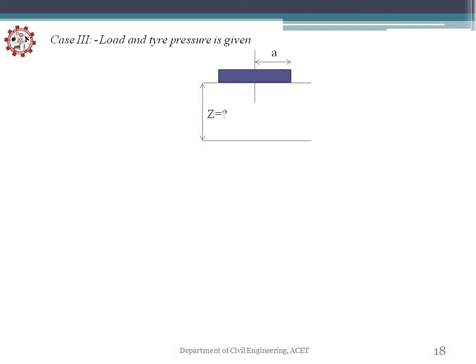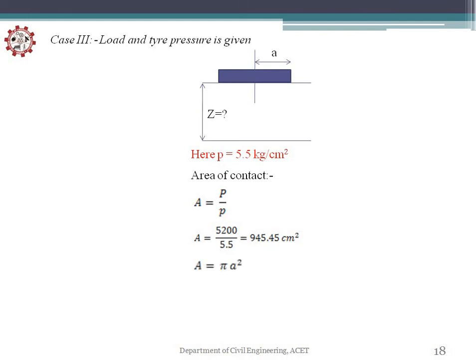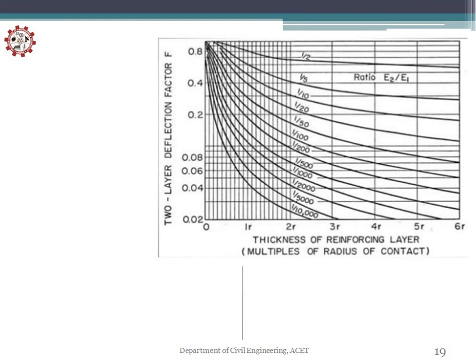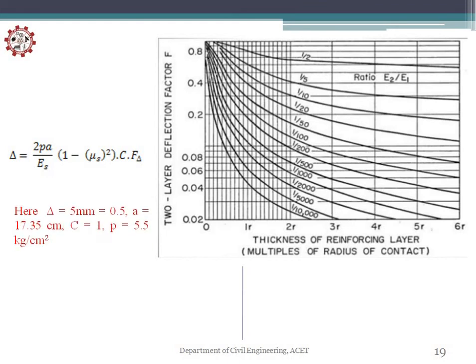You are having a plate, need to calculate A, need to calculate Z for us. So now here P is given to you as 5.5. So area of contact is given by A equals P upon p, where A is given by this area, pi A square. So you are getting A value 17.35 centimeter. From here you are getting the values. So this is your delta and this is the formula. So all these values are given to you in case number 3.